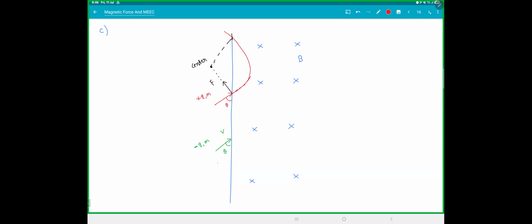And you can clearly see here, if this is theta, this is 90. This will be 90 minus theta. This will be 90 minus theta. That means this is 2 theta. So this will be a circular arc of angle 2 theta. Therefore, the time will be by unitary method. For 2 pi, you get time T. For 2 theta, you'll get 2 theta by 2 pi into capital T. Capital T is 2 pi m by qB.